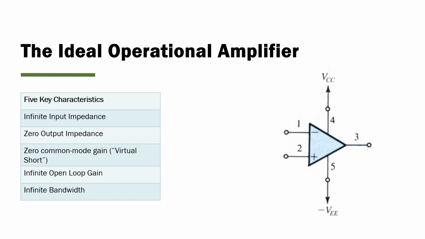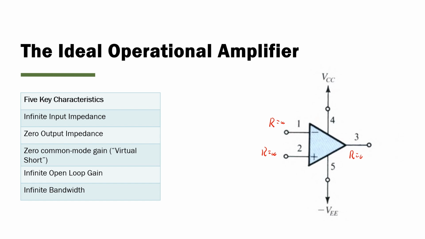This is the ideal operational amplifier, and it has 5 key characteristics that you're going to see me continually explaining to you throughout the rest of this lecture. Let's walk through all of them one by one real quick. We have infinite input impedance. So you see that terminals 1 and 2 are the input terminals. They have infinite input impedance, which means that they have infinite resistance. Whereas terminal 3 has 0 output impedance, 0 resistance.